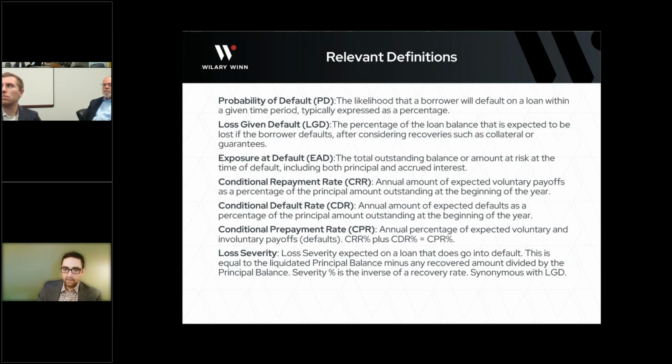And then we are also incorporating conditional default rate, or CDR, which is the annual expected amount of default for that given loan. So putting those together gives us a CPR, which is probably more commonly seen in other models, which is inclusive of CRR and CDR. And when we do our analysis, we show CRR, CDR, and CPR, and the CPR is just the sum of the two.